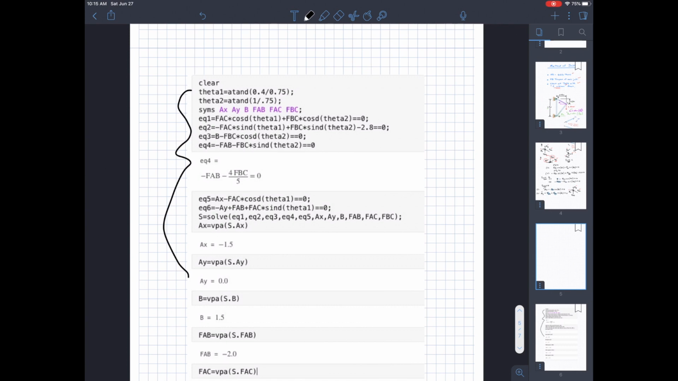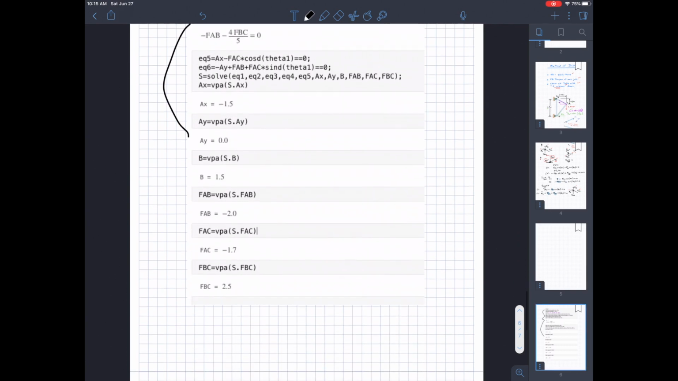Oh, before I go, let's take a look at our answers here. Our answers show FAB as negative. We assumed member AB was in compression. What that means is that FAB is equal to 2 kilonewtons. Remember, I dropped the K when I wrote the equation, so all my answers are in kilonewtons. FAB is 2 kilonewtons and it's in tension. FAC is 1.7 kilonewtons and it's in tension.